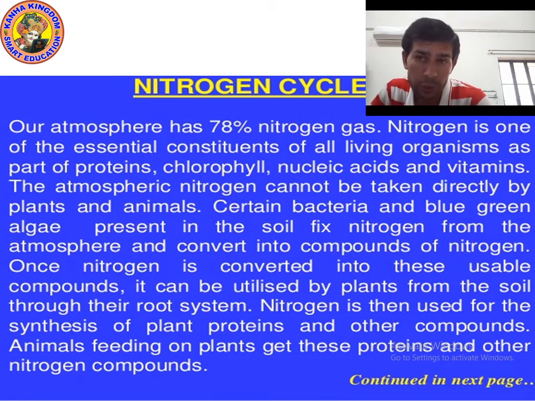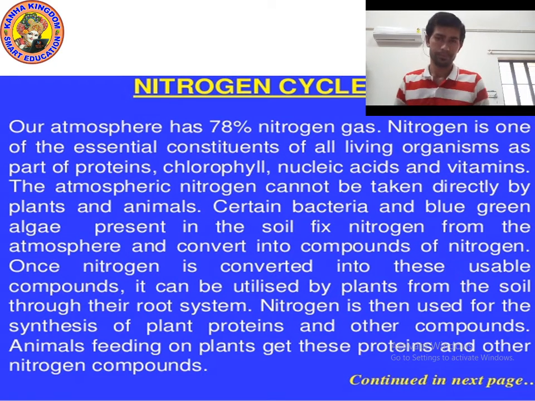Nitrogen is used to prepare the protein of plants and many other compounds. Animals feeding on plants get these proteins and other nitrogen compounds. In this way, herbivores, which eat plants, get protein and other nitrogen compounds.